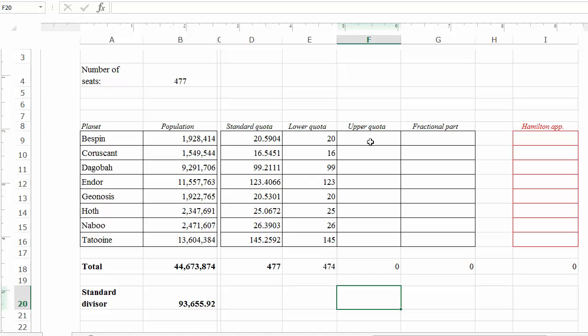So now for upper quotas, we're just going to take the standard quota, but now we're going to round it up to the closest integer. For Coruscant, the standard quota of 16.5451 goes up to 17. And so here we're always rounding it up. Okay, so here we have all the lower quotas and all the upper quotas.